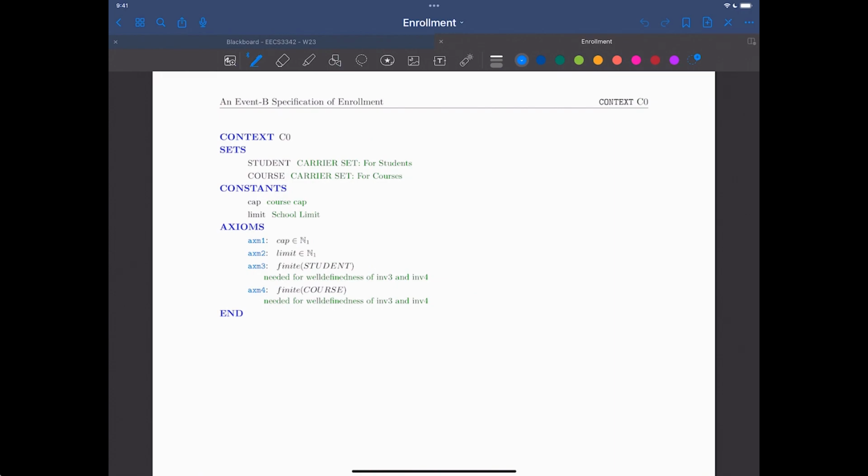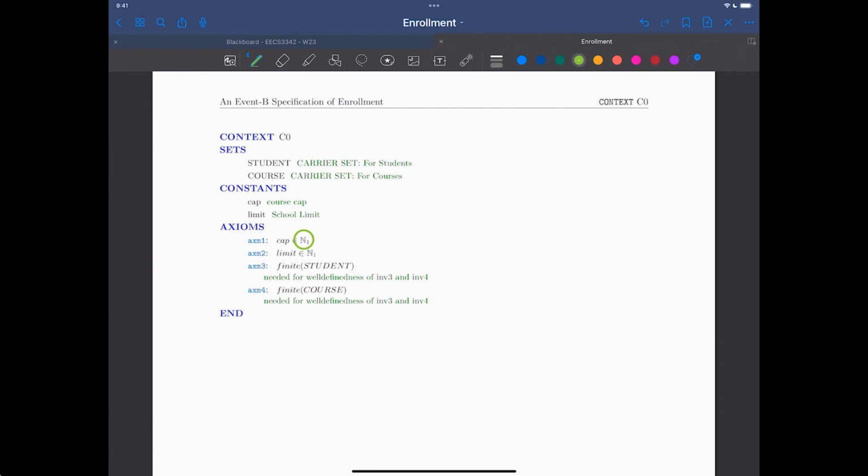So we got carrier sets. Make sure you can do carrier sets. Let's say student and course, okay? And we got two constants, like cap and limits. I would say these two limits are like credit limits, like the C back in lab number 1, right? Don't forget, we don't cover just lab 2, but also lab 1, right? So these are like credit limits in your lab number 1. And 1, is it a natural number?